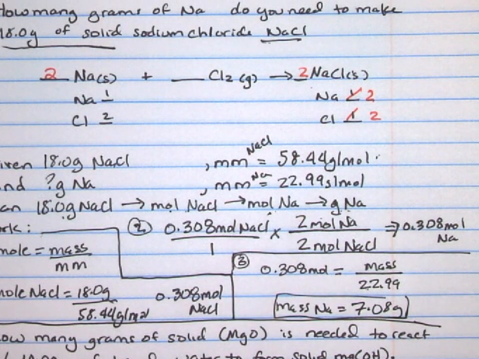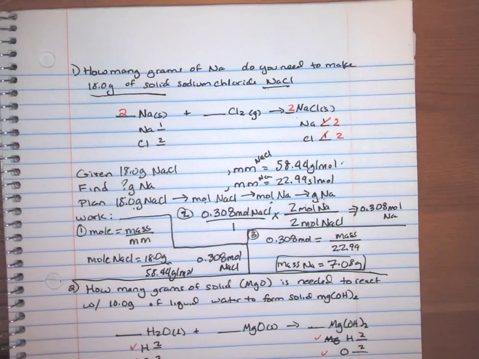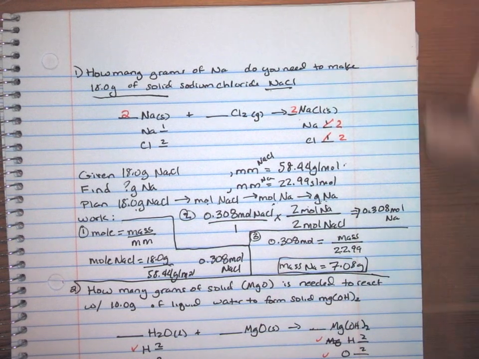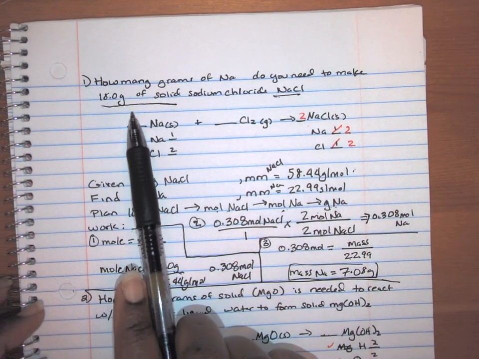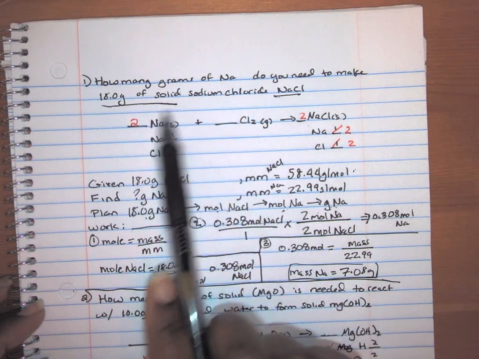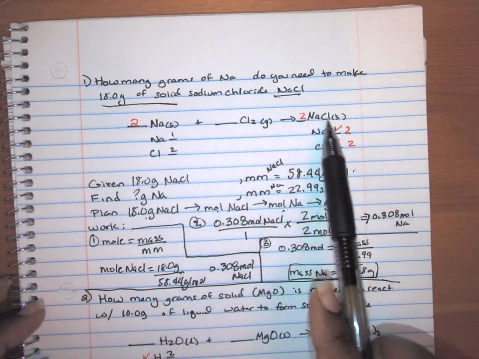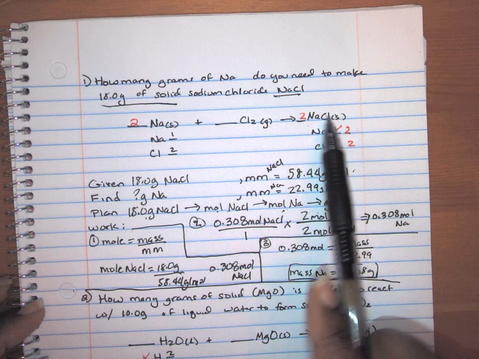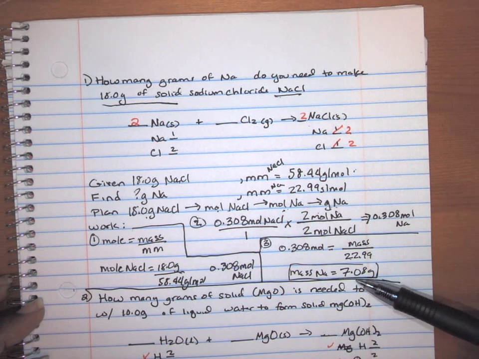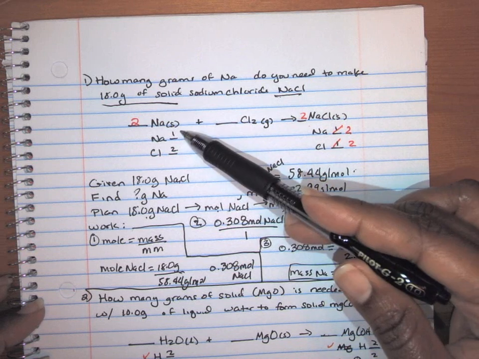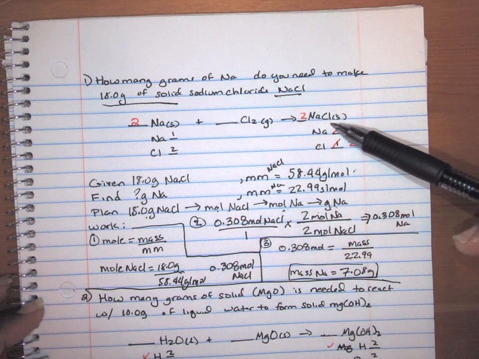Okay, so let's zoom out and recap. For this problem, you were given 18 grams. You wanted to know how many grams of sodium you needed to make 18 grams of sodium chloride. And the answer is 7.08 grams. So you need 7.08 grams of sodium to make 18 grams of sodium chloride.